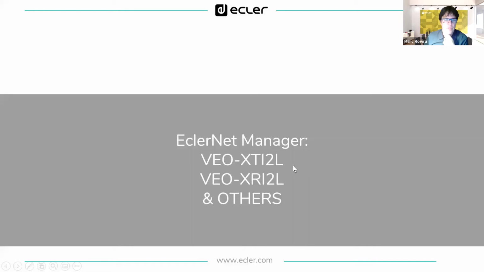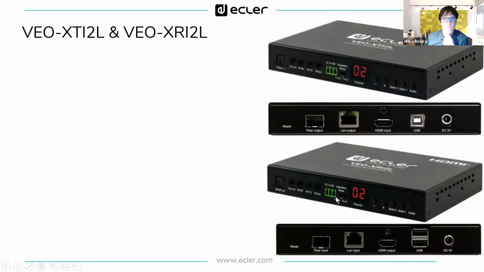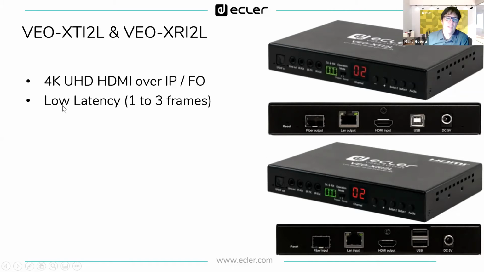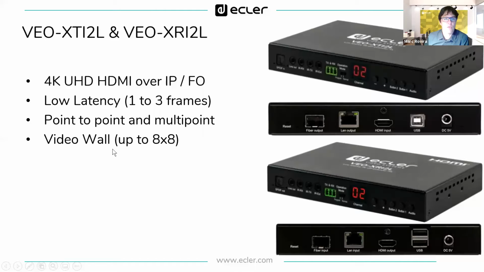Okay, let's move on. VO-XTI-2L and XRI-2L. This is a video device, 4K ultra high definition, HDMI over IP. So we have here the LAN port. It's low latency, 1 to 3 frames. It's point to point and multi-point to multi-point. We can create video walls up to 8 by 8 screens. It has an audio embedder.